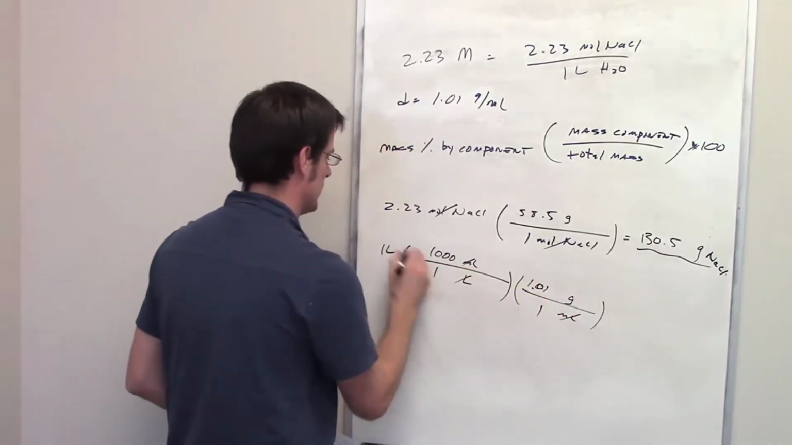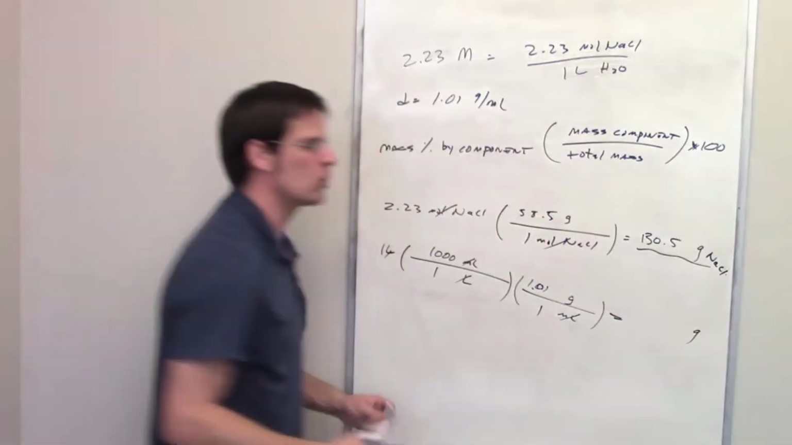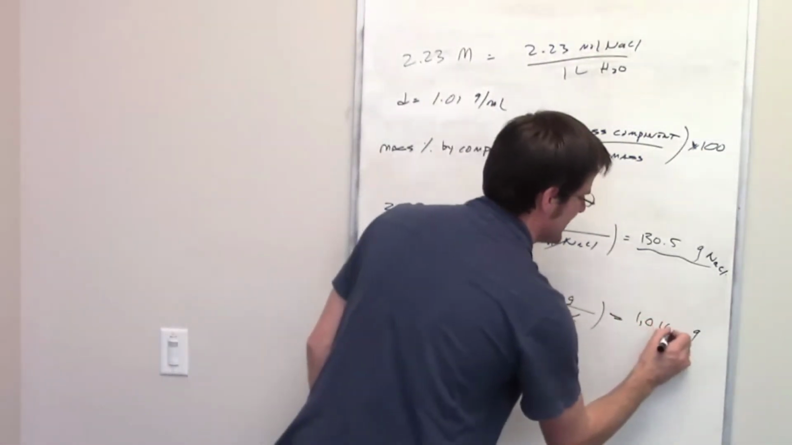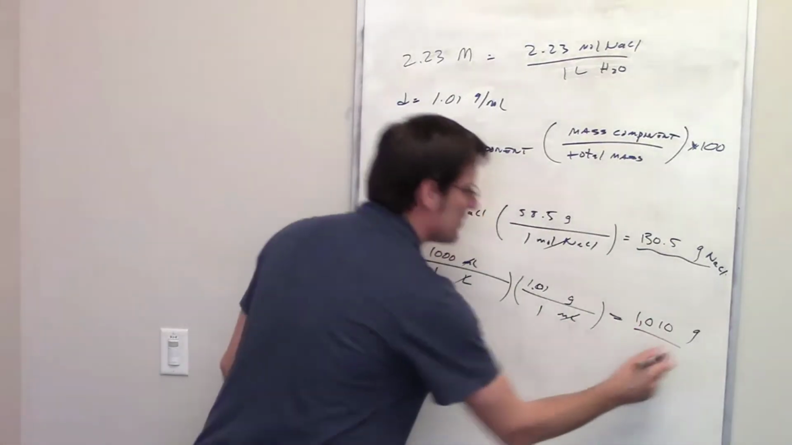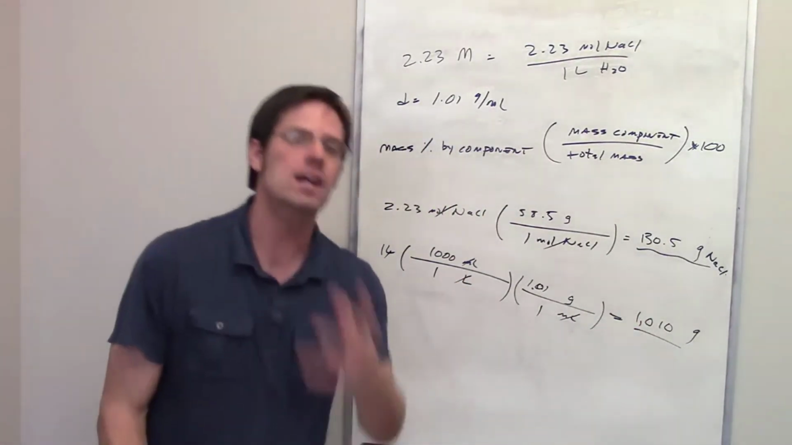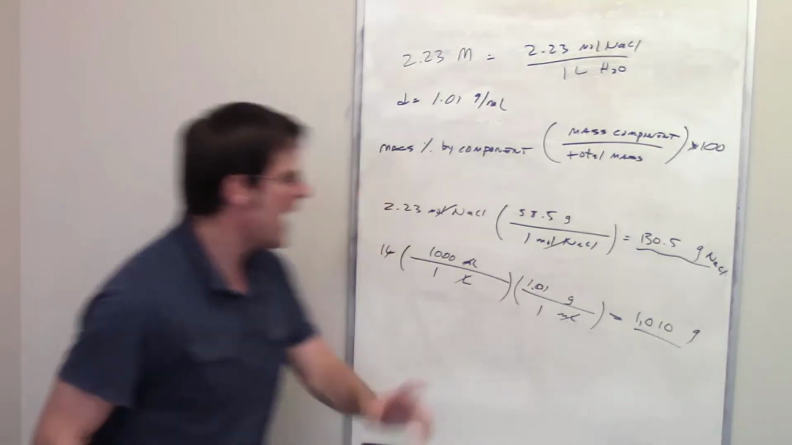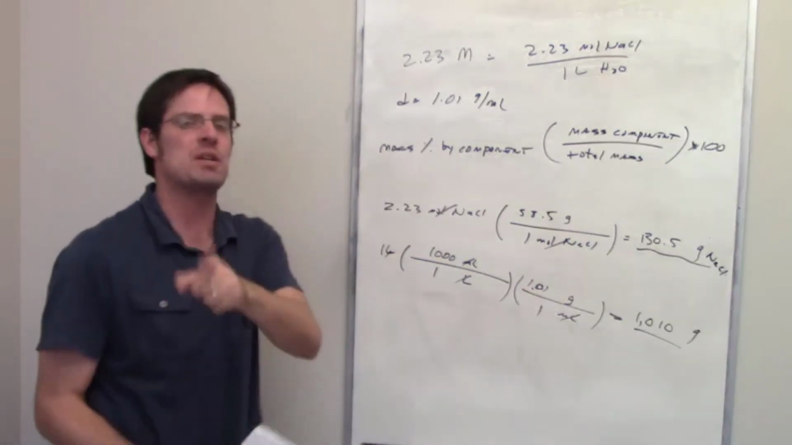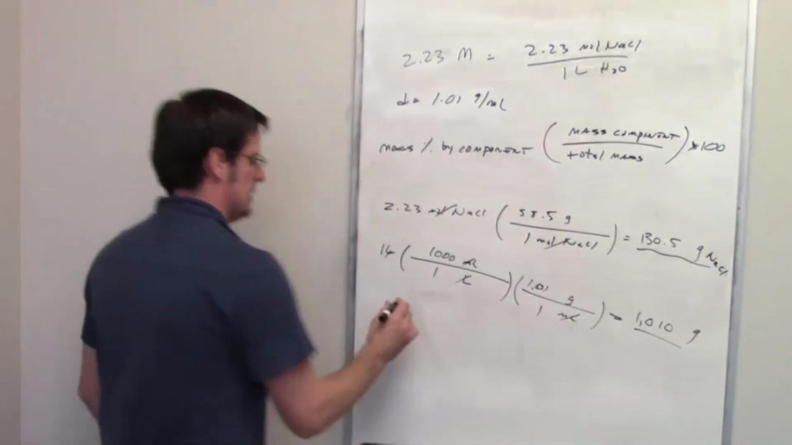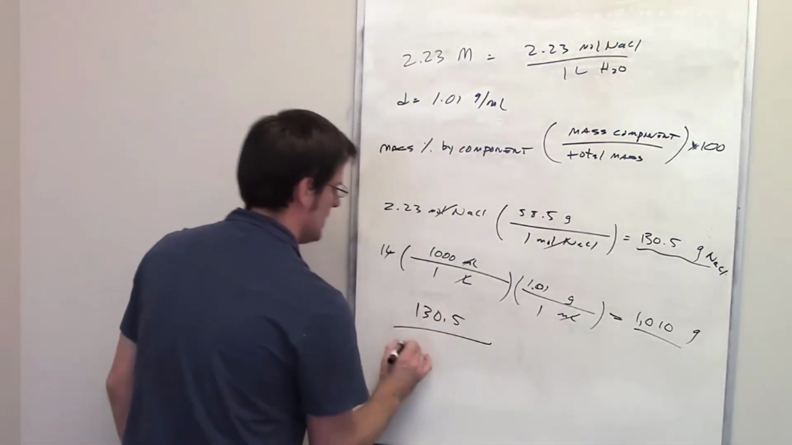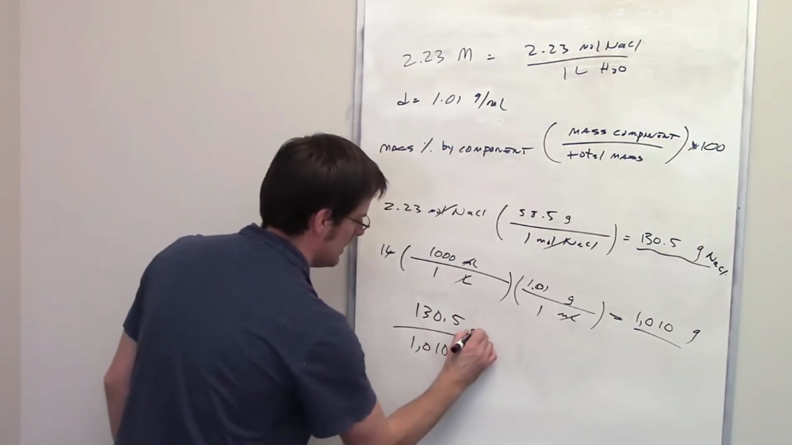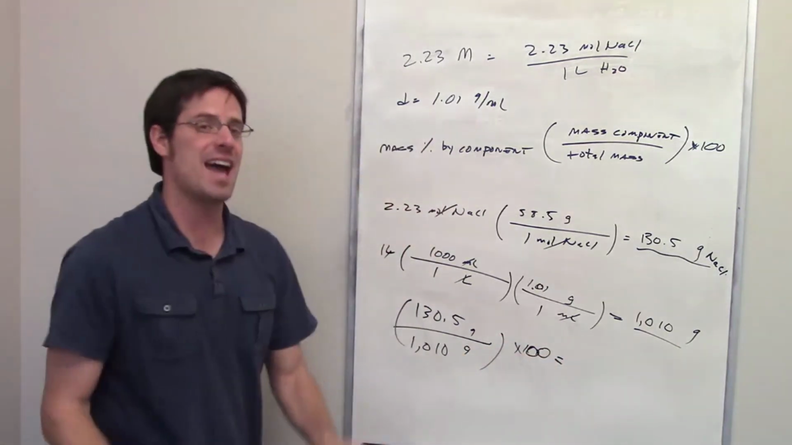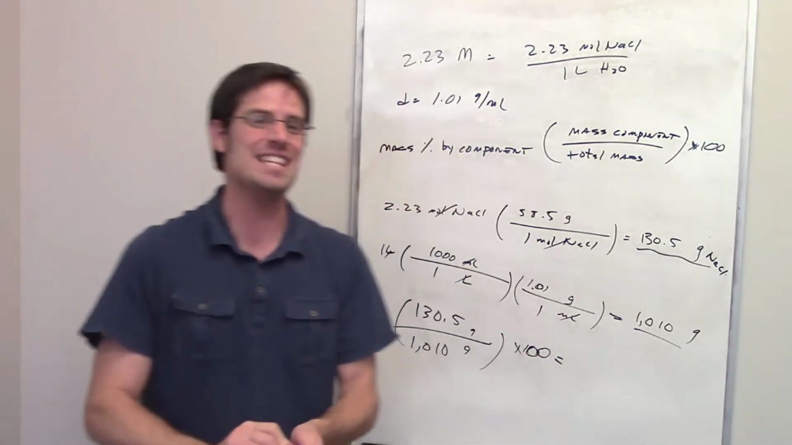You'll notice the milliliters cancel each other, liters cancel each other. I'm left with a number of grams of this solution, which comes out to be 1,010 grams. So 1 liter of this solution that has this density would weigh 1,010 grams. And it would contain 130.5 grams of sodium chloride. So what is the percent mass of sodium chloride in that solution? Well, all I do is take 130.5, divide it by 1,010, and I times that by 100. I get the answer to that. That is the percent mass composition of sodium chloride in this solution.